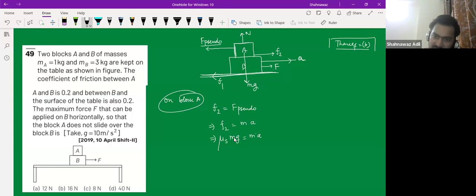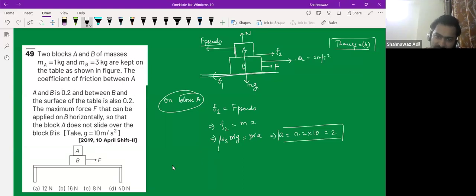So again, we will cancel this thing. And a is mu S times g, where mu S is 0.2 and g is 10. So this is 2. So a is 2 meter per second square.